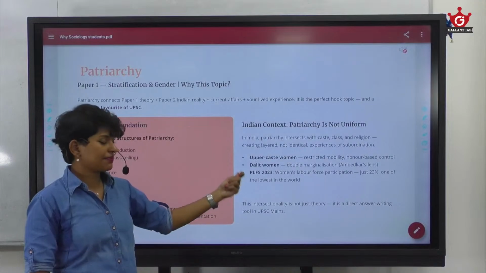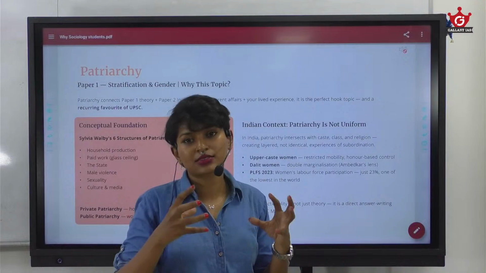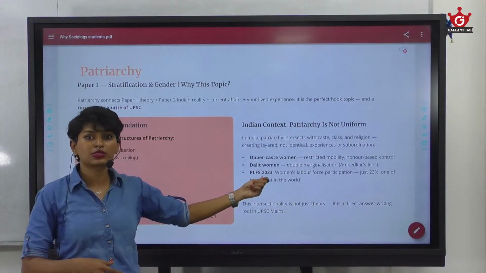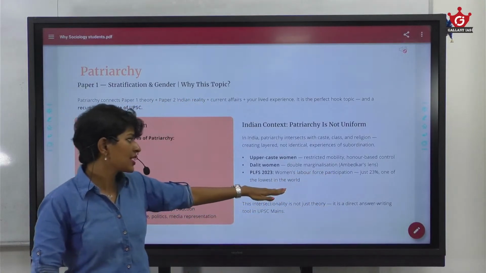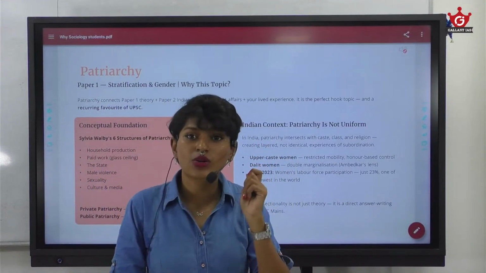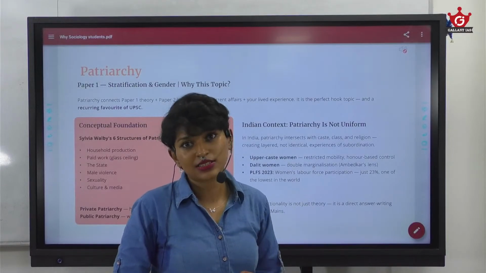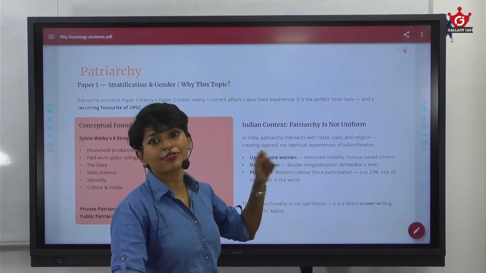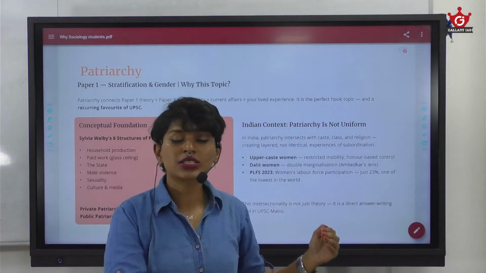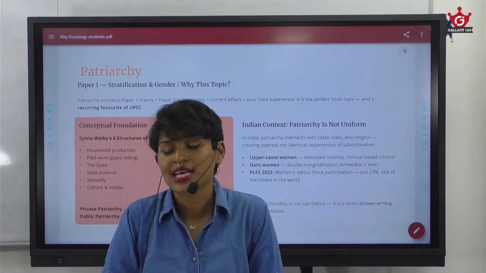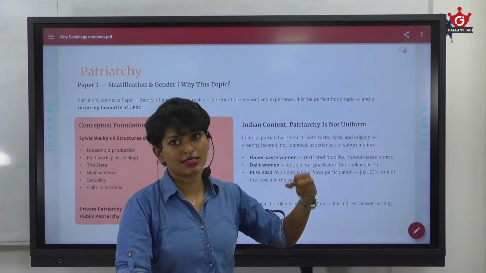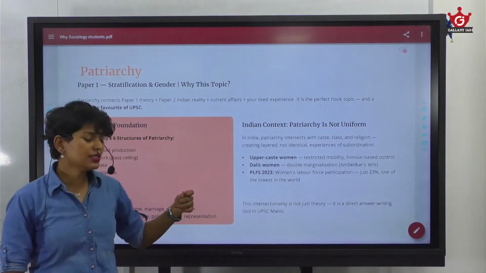So let me also add some data to this. When we talk about the Indian context, patriarchy in Indian society, I think this example, the Periodic Labour Force Survey of 2023, says women's participation in the workforce is just 23%, and that can be considered as one of the lowest in the world, even behind many sub-Saharan countries, some African countries. So that shows how women are again pulled only into domestic labor, not into the paid workforce. The unpaid domestic labor she is a part of can be a product of the patriarchy that is seen in Indian society.